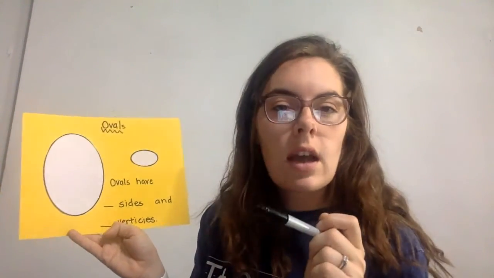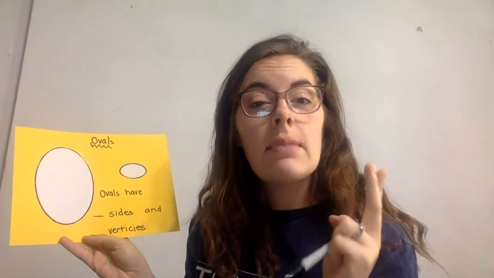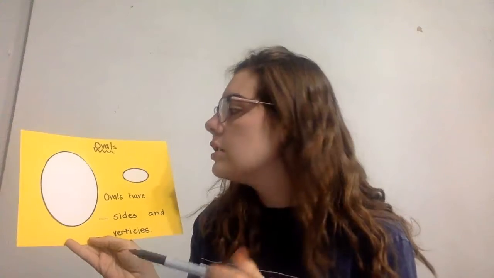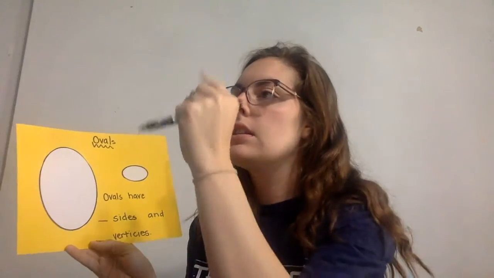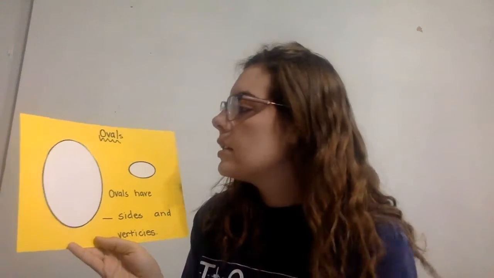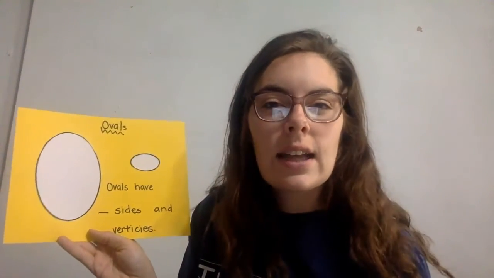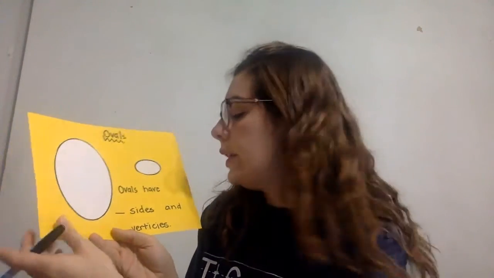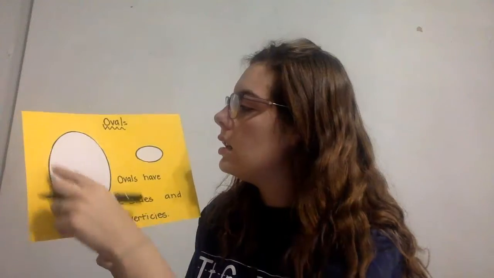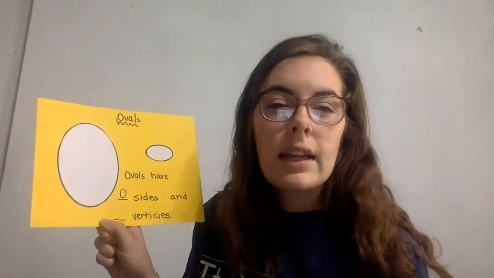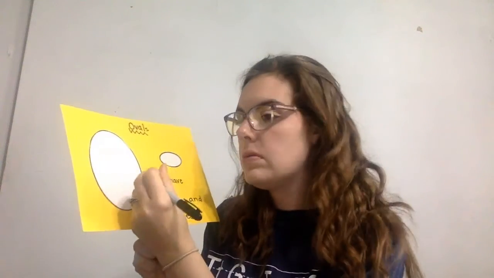So the two things that we've been talking about with these shapes are the amount of sides and the amount of vertices. So remember, the sides are the straight parts and the vertices are the points, right? So looking at this oval, does it have any sides? No. So I'm going to write that there are 0 sides. Looking at this oval, are there any vertices or points? No, there aren't.